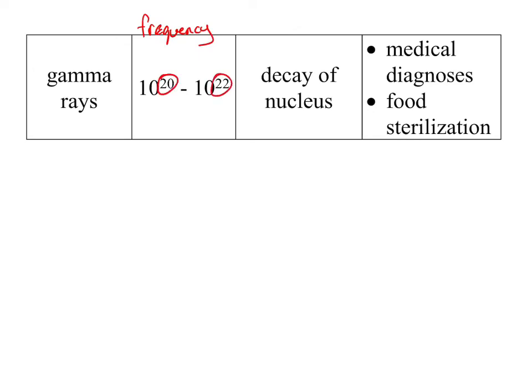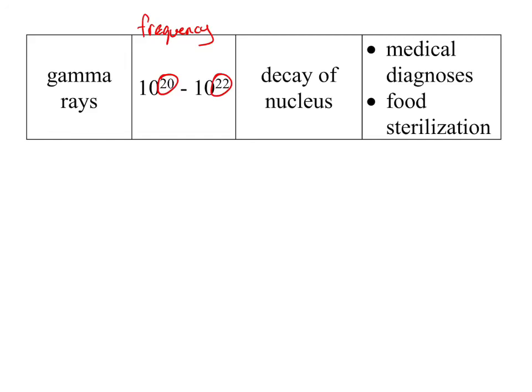So when we're looking at the frequency of gamma rays, we're at 10 to the 20 to 10 to the 22. And this is due to the complete decay of a nucleus. And we're going to go over nuclear decay a little bit more in the next unit. But when a nucleus decays, it gives off gamma radiation. So that's like nuclear fission, basically. When that happens, you get gamma radiation, and it's real bad for you.